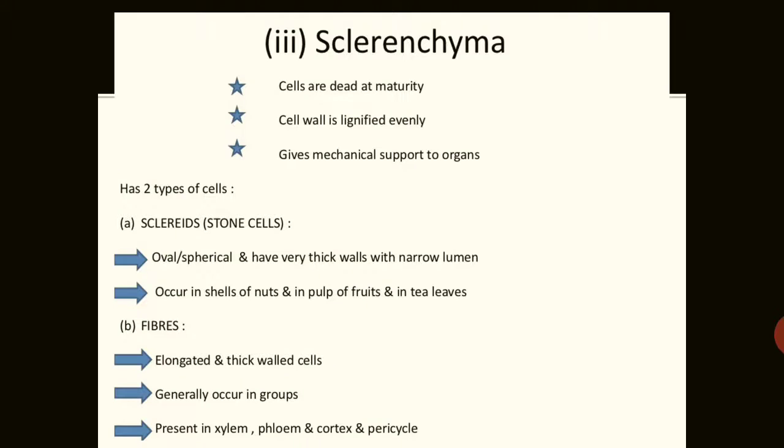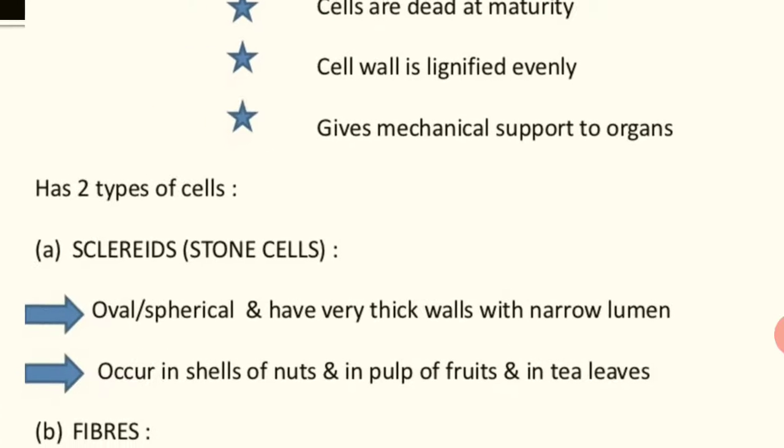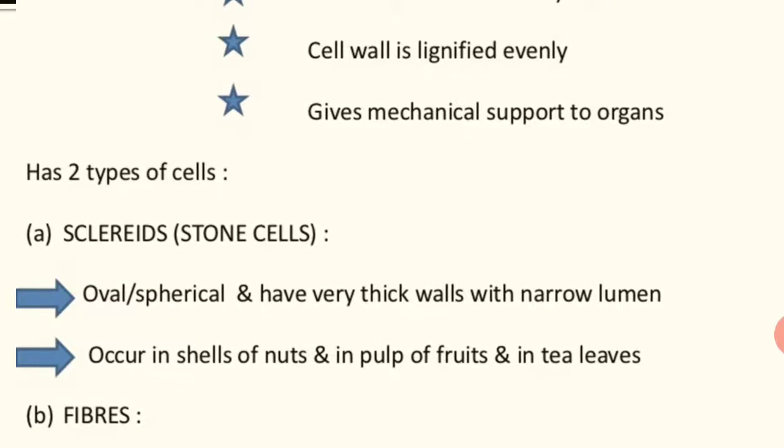The third tissue is known as the sclerenchyma. Sclerenchyma tissues are known as dead tissue at maturity, means when the cell becomes totally matured, it becomes dead, and the cell wall is lignified evenly, means lignin is filled there, and it provides mechanical support to any organ. So it is a very tough tissue, that's why it provides mechanical support, and it has two types of cells also. Two types of cells compose this sclerenchyma.